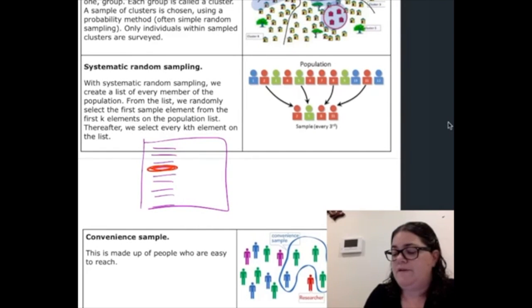And what I then do is I count every third person on the class list after that, and that person is going to be in my sample. So I count down 1, 2, 3, and that person number 3 will be on my list. I count down 1, 2, and I haven't got another one, so I'll go back up to the top, and there's 3. So I'm going to sample every third person on my list until I have the number I want.